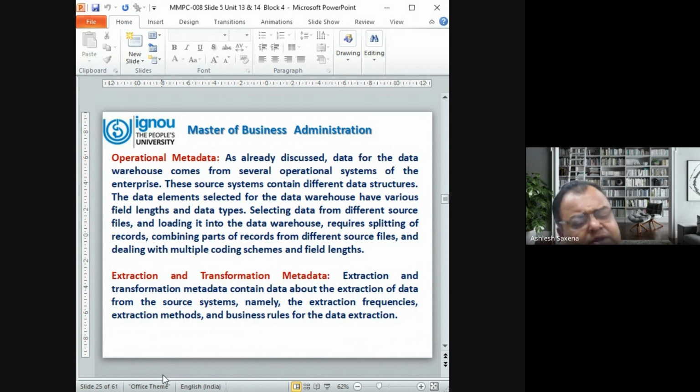Extraction and transformation metadata contains data about the extraction of data from the source system, namely the extraction frequencies, extraction methods, and business rules for the data extraction.